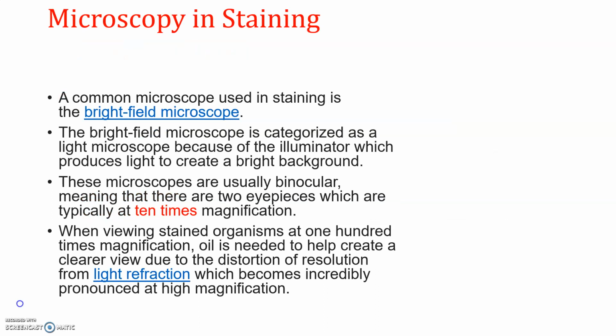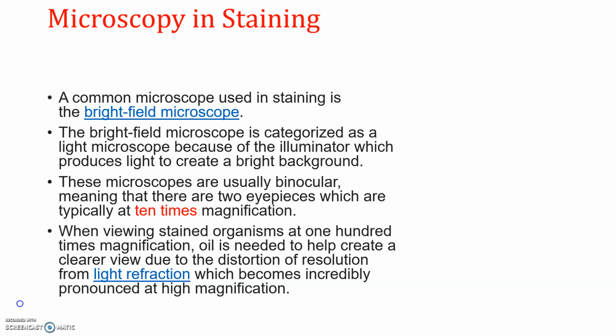Next is about microscopy in staining. The microscope we commonly use in staining is the bright field microscope. A bright field microscope is categorized as a light microscope because of the illuminator which produces light to create a bright background. The light used here is visible light. And these microscopes which we are using in staining are binocular, that is, there are two eyepieces which are typically at 10 times magnification.